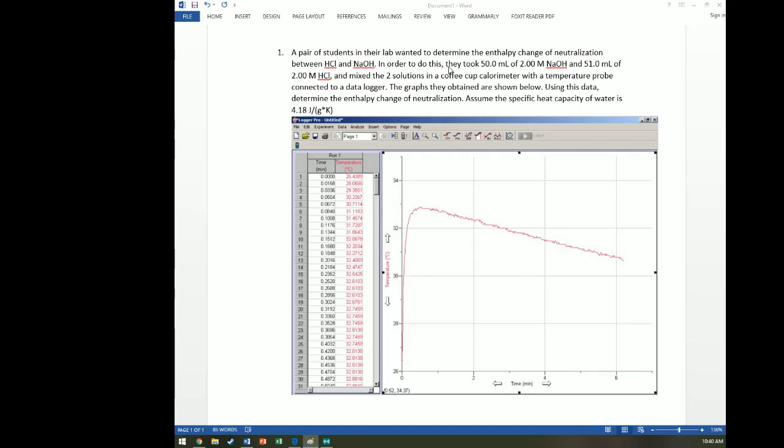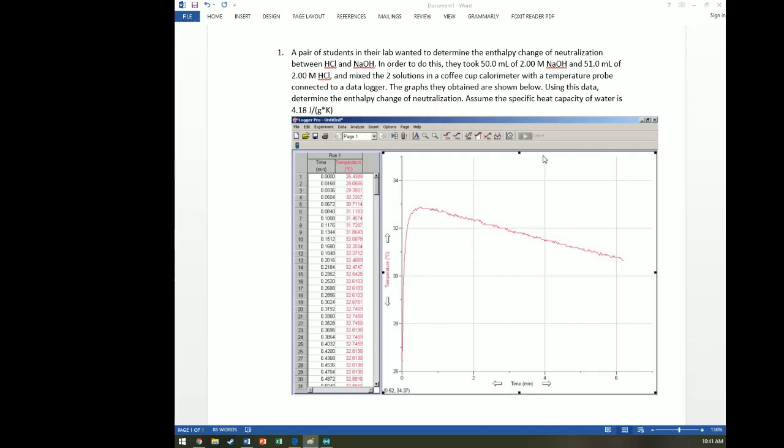In order to do this, they took 50 milliliters of 2 molar NaOH and 51 mL of 2 molar HCl. They mixed the two solutions together in a coffee cup calorimeter, and they recorded data using a temperature probe connected to a data logger. The graphs they obtained are shown below. Here's the graph they obtained.